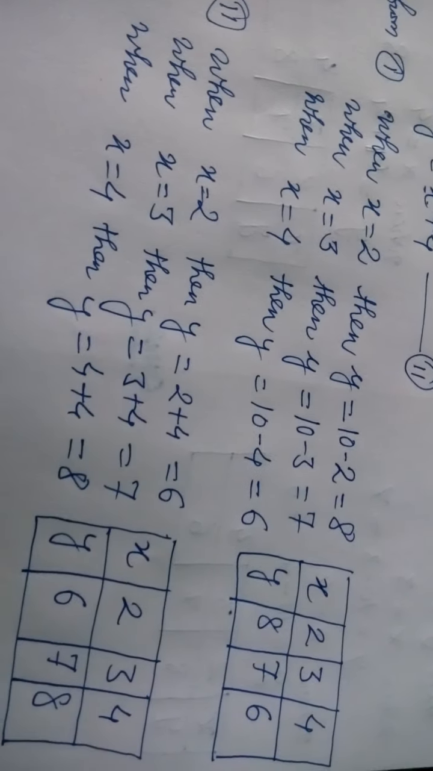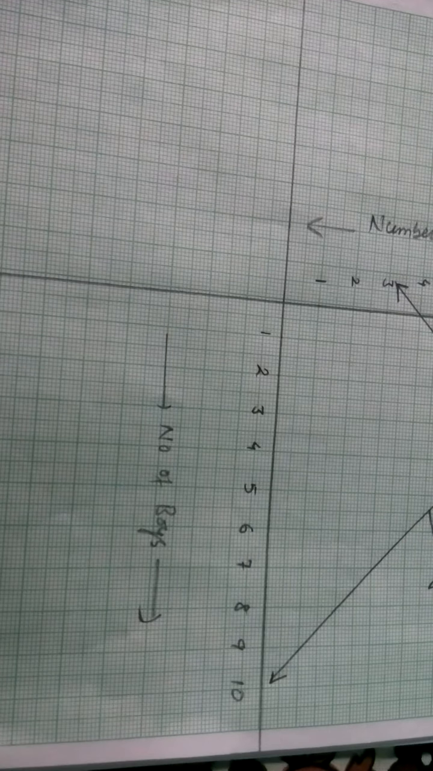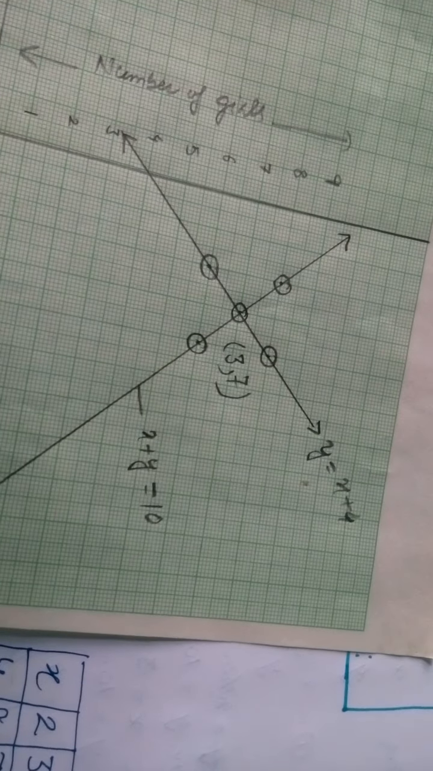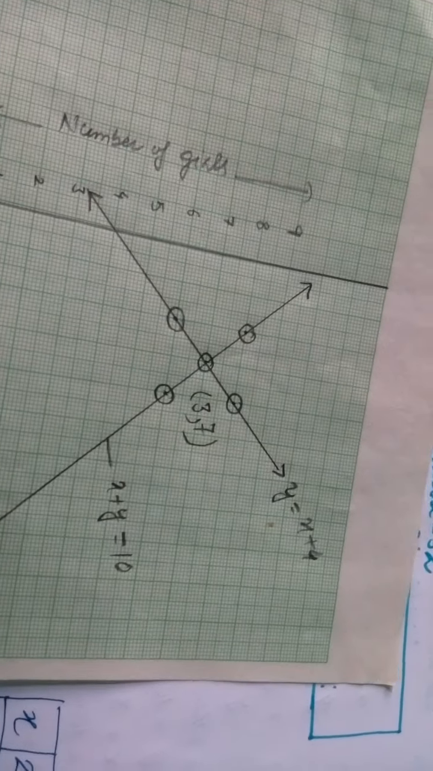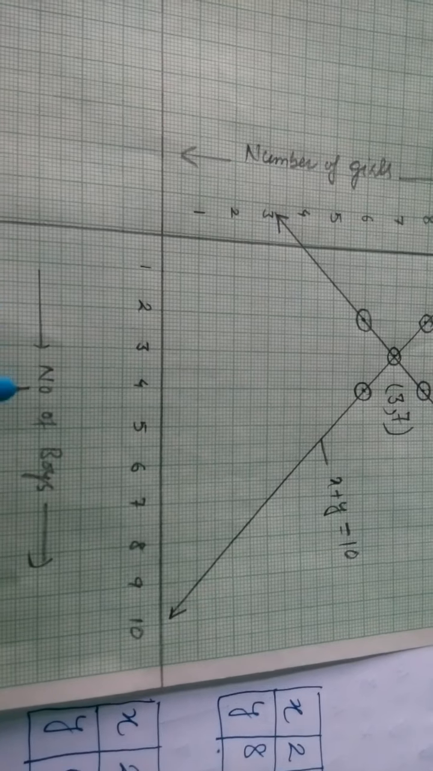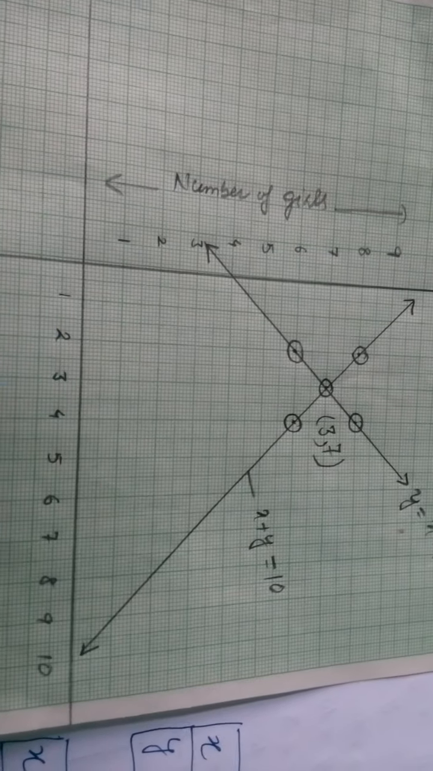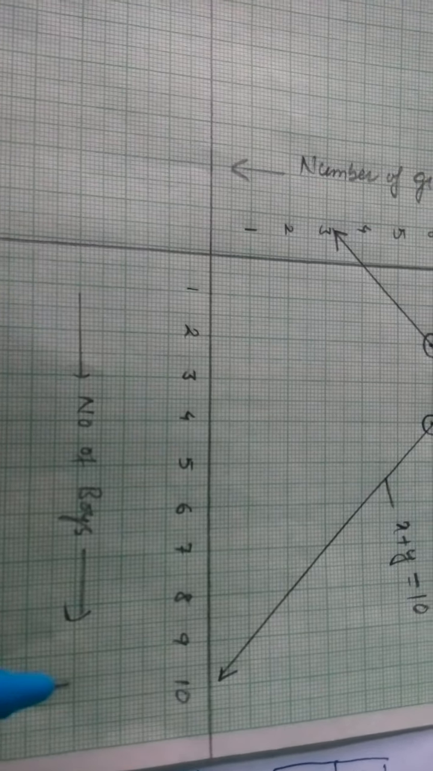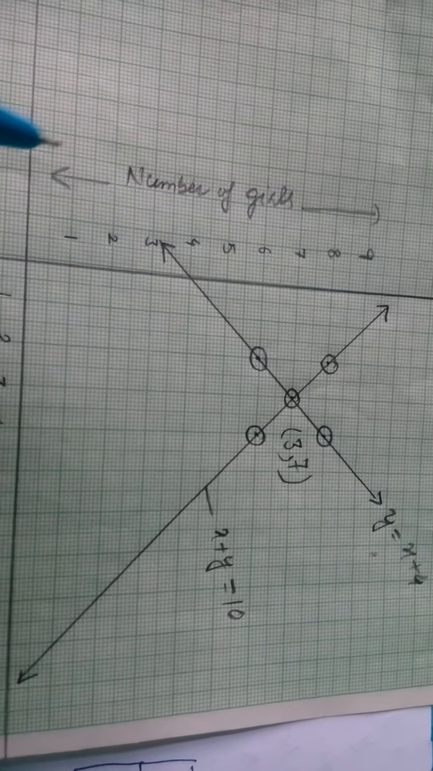Okay, I have already plotted these graphs because these are very simple. You already know how to plot a graph. Let me make it clear how I have plotted it. Firstly, take the number of boys along the x-axis, because we have taken the number of boys as x, and the number of girls along the y-axis.